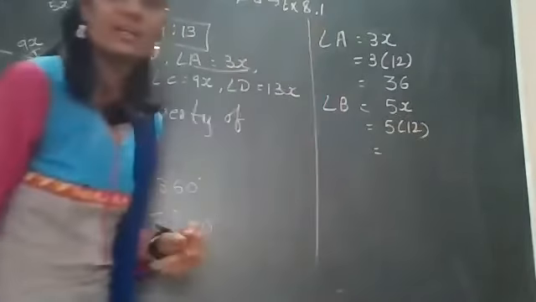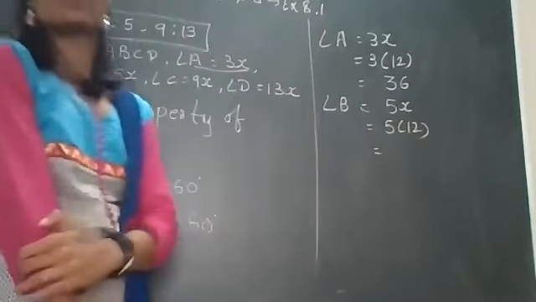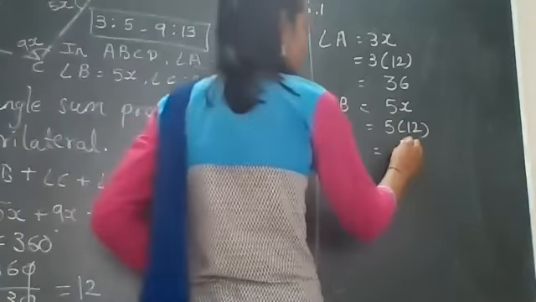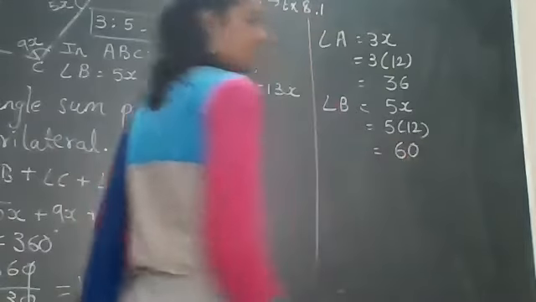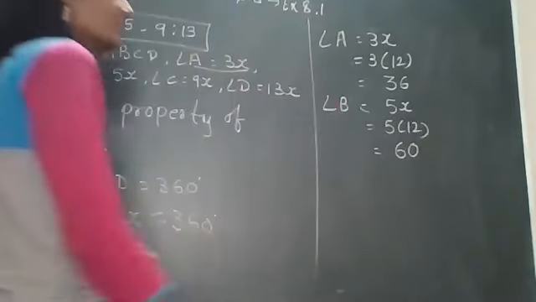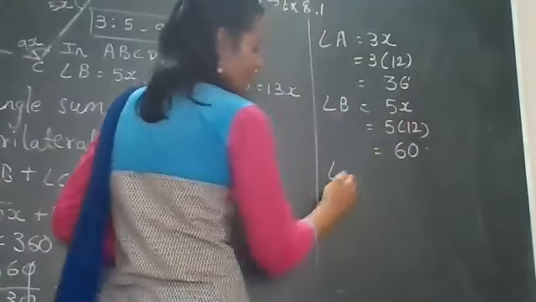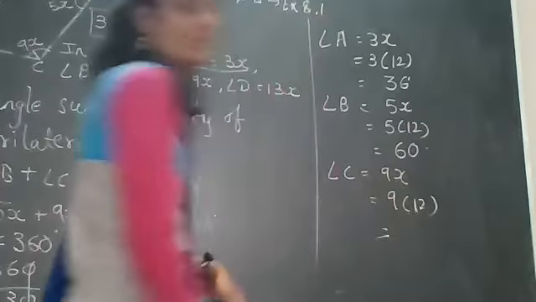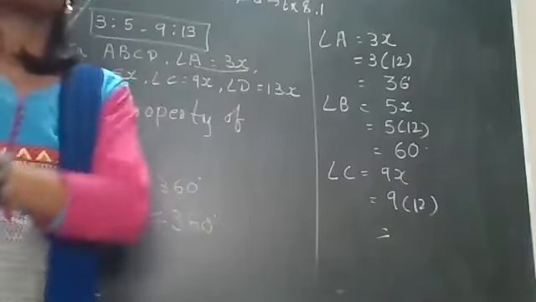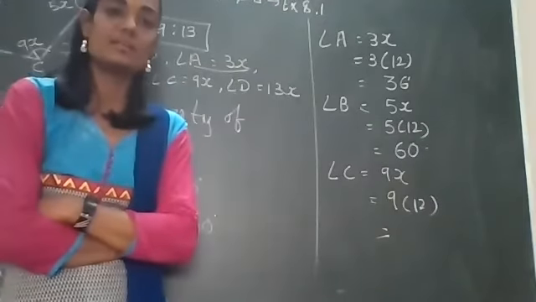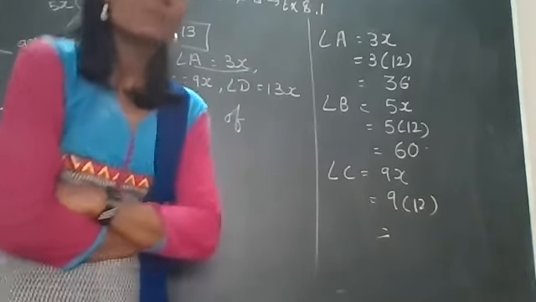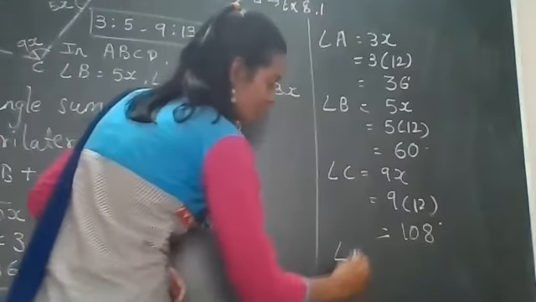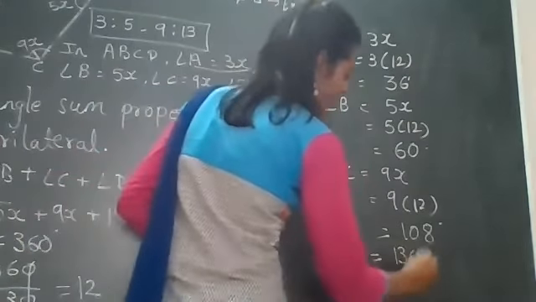Angle B is equal to 5x, which is 5 into 12. Tell me the answer. 60. Angle B is 60. Angle C is equal to 9x, which is 9 into 12, that is 108. Angle C is equal to 108, and angle D is equal to 13x.